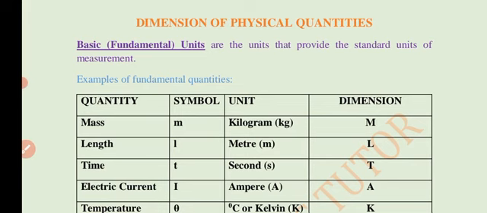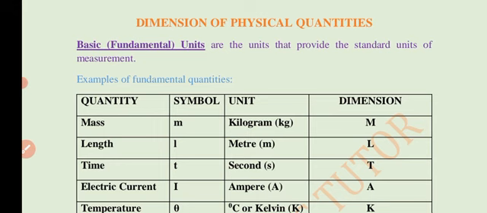Today, we are considering dimension of physical quantities. In other words, we can call it dimensional analysis. To start with, we have two types of physical quantities in physics. We have fundamental quantities, which are also known as basic quantities, that is the quantities that give rise to other quantities. We also have derived quantities, which are the combination of two or more fundamental quantities.